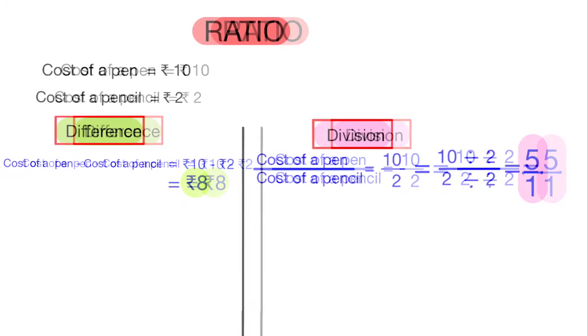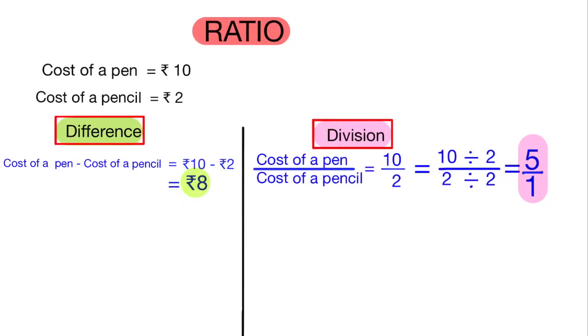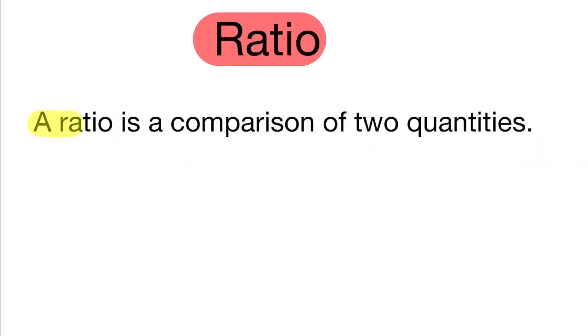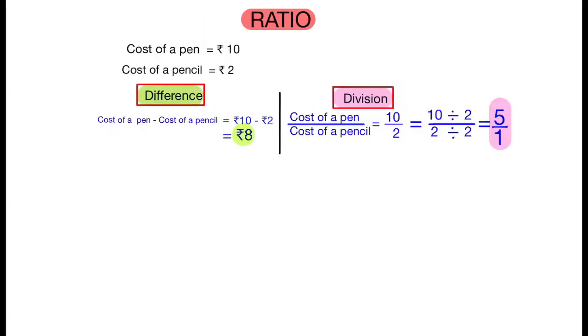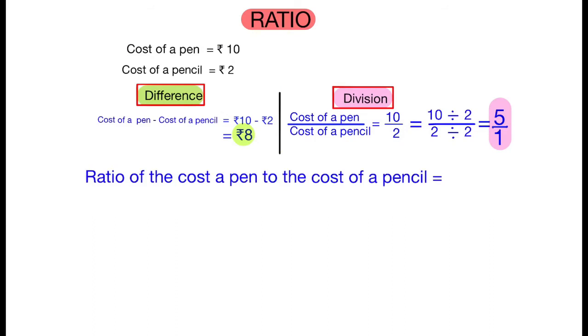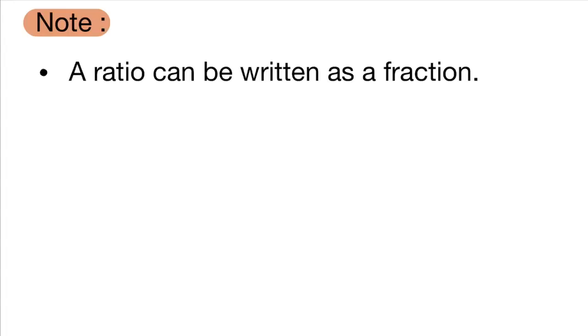This type of comparison, where we compare two quantities by division, is called a ratio. So, a ratio is a comparison of two quantities. Here, the ratio of the cost of a pen to the cost of a pencil is equal to 5:1. Note: a ratio can be written as a fraction. For example, the ratio 2:3 is written as 2 by 3.